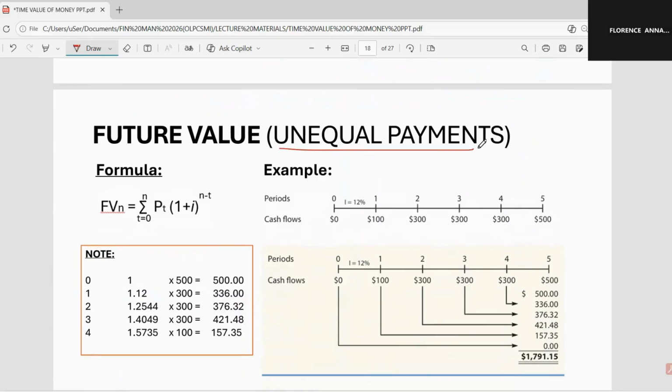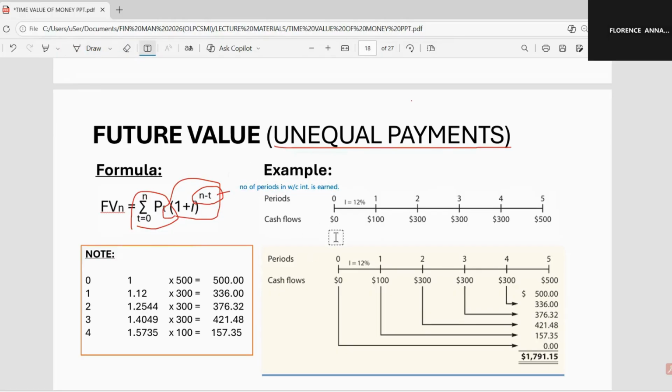Now we move to the computation of your future value when there are unequal payments or yung uneven cash flows. So how do we compute for your future value with uneven cash flows? That is found by adding up each payment adjusted for the number of periods in which the interest is earned. Here, etong NT na ito, your exponent NT is your number of periods in which your interest is earned.